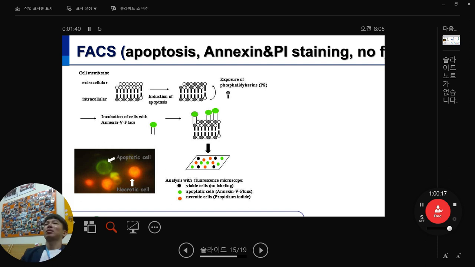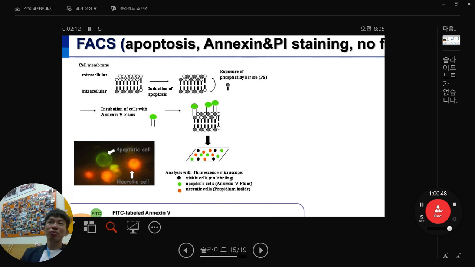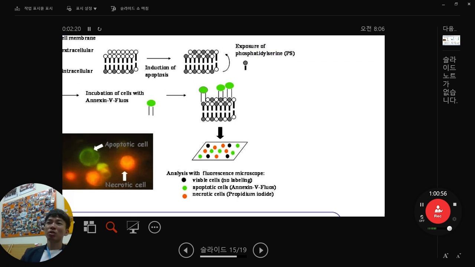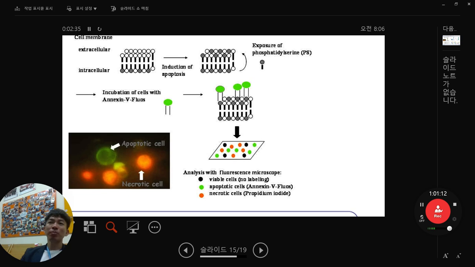What is the mechanism? Normally, the cell membrane has extracellular and intracellular sides. When your cells start to undergo apoptosis, this PS, phosphatidylserine, which is originally always inside, intracellularly, is converted to the outside. And then your dye, annexin V, can bind this PS. Your PI is a dye that can bind only DNA. So for a viable cell, there is no labeling. In apoptosis, they start to show a signal bound to PS converted to the extracellular side, so green. A necrotic cell is stained only by PI.